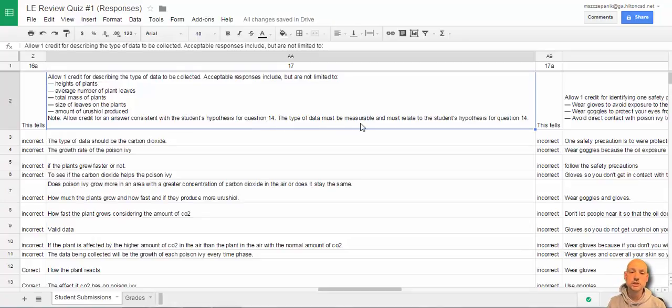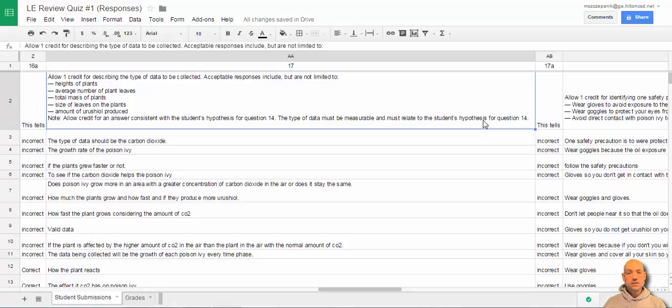In 14, the type of data must be measurable, that's a big one, and must relate to the student's hypothesis for question 14. So some possibilities: height, average number of leaves, mass, size of the leaves, amount of urushiol. I really didn't take any ones beyond that one.